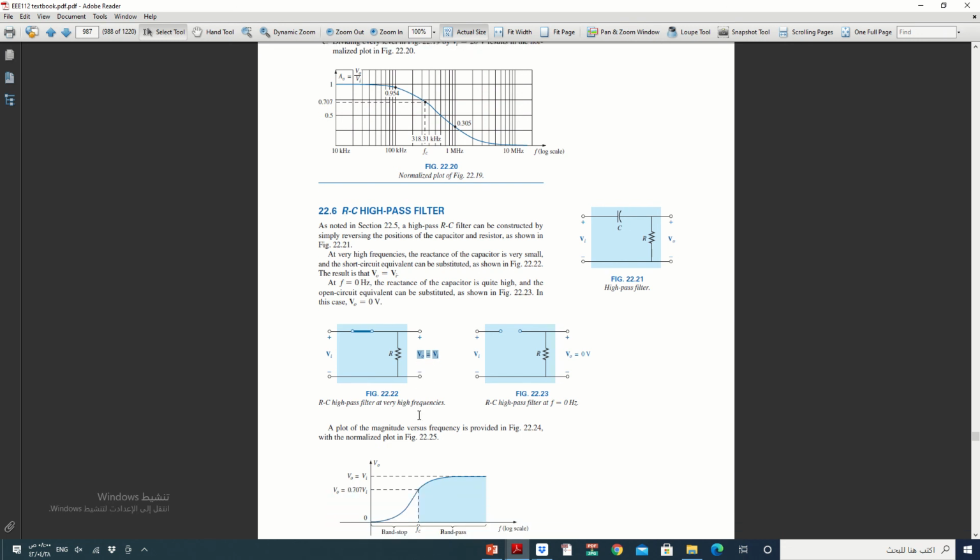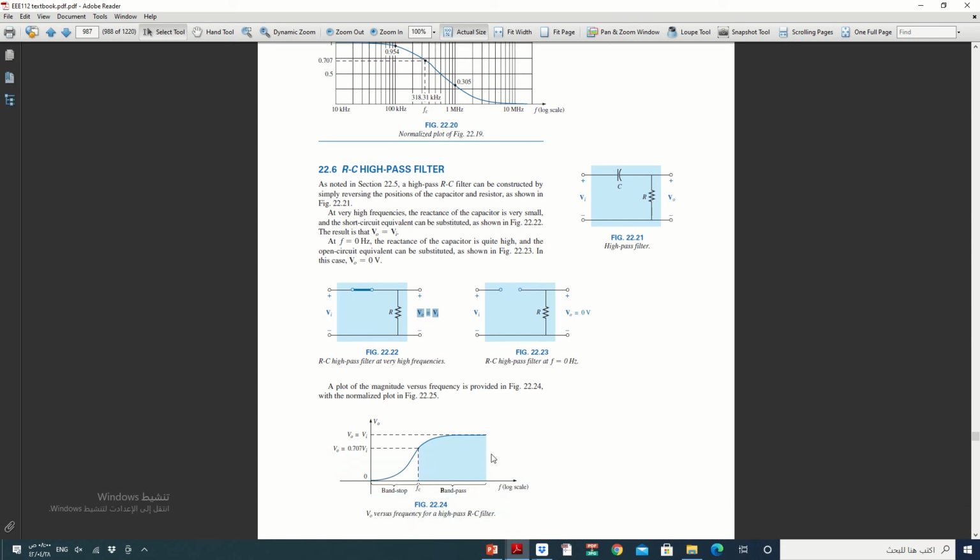You can see the drawing here. For high frequency, V input equals V output. What about the frequency 0? You will get the reactance of the capacitor quite high, and we can draw it as an open circuit. This means V output equals 0, because at 0 frequency, you will get 0 voltage output.